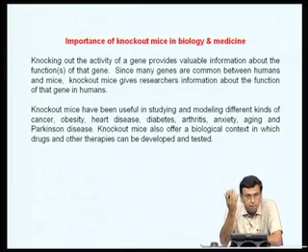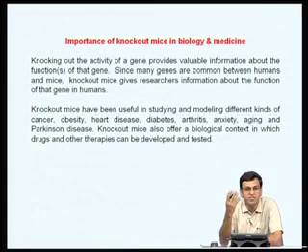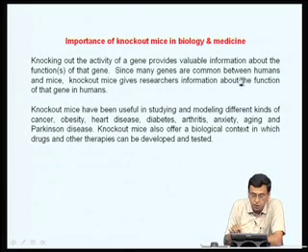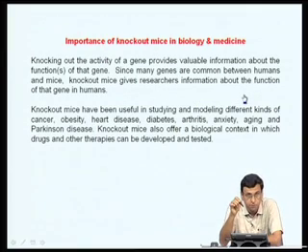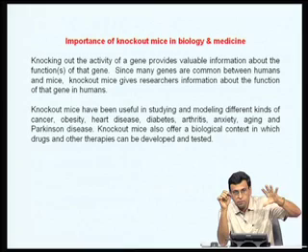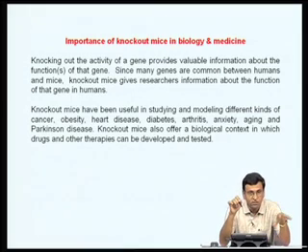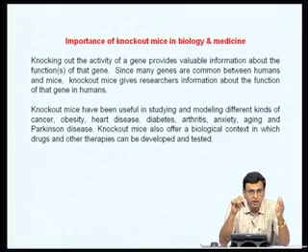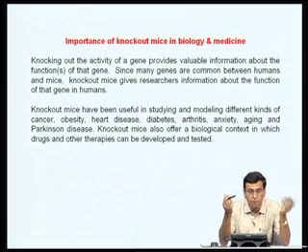Now what is the importance of knockout mice in biology and medicine, why did this technology become so popular, and why did these individuals get the Nobel Prize? Knocking out the activity of a gene provides valuable information about the function of the gene. Since many genes are common between humans and mice, knockout mice give researchers information about the function of the gene in humans. The difference between a transgenic mouse and a knockout mouse is that in a transgenic mouse we are overexpressing a gene over and above the normal or mutant copy which is present, whereas in a knockout mouse we are blocking the expression of that particular gene and asking the question, what happens if the gene is not expressed? Does it have an important role? What happens, and so on.